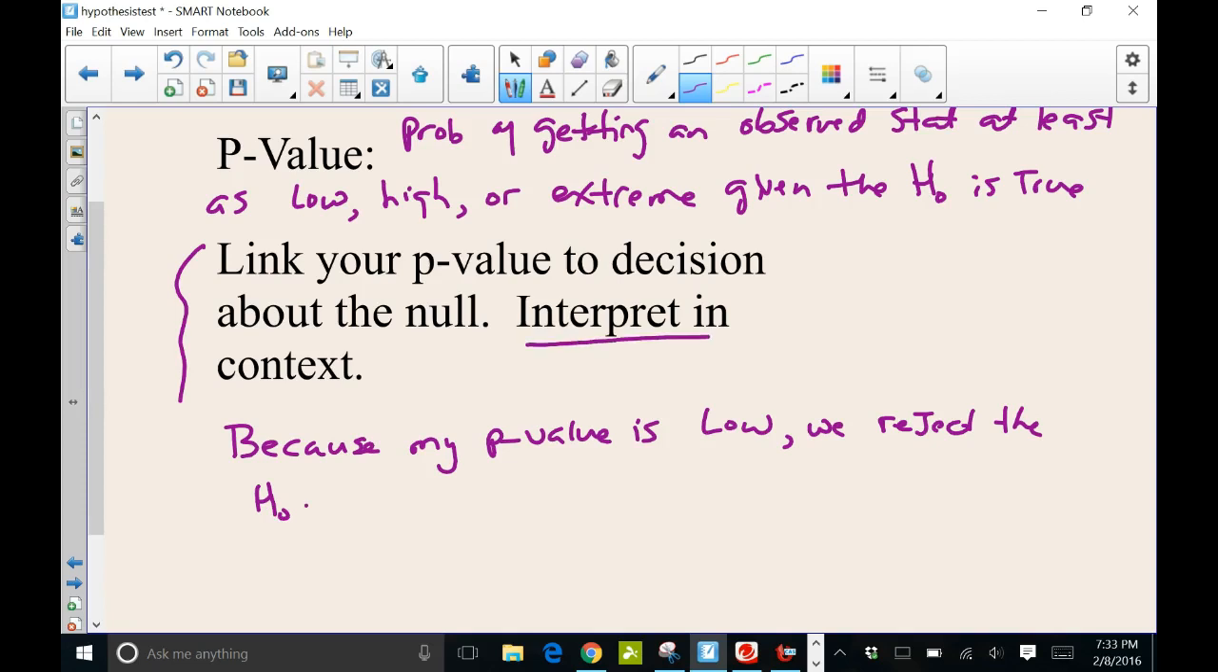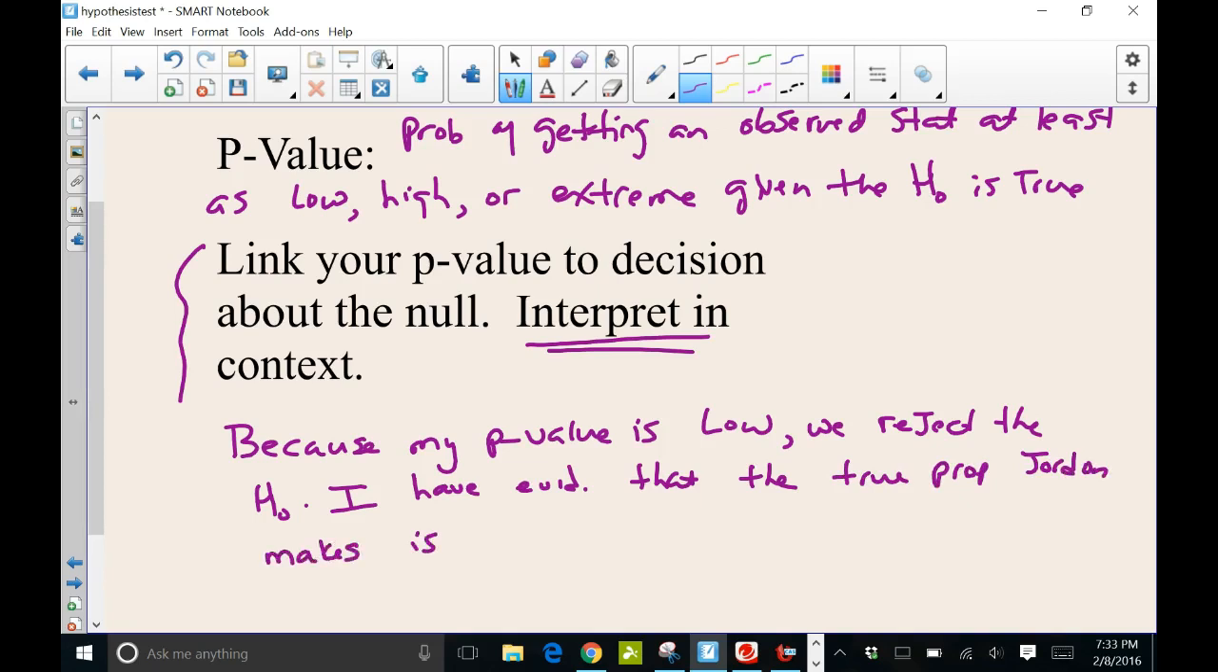But you now need to interpret in context. And what we're going to say is, because I know the null is not true, I have evidence the alternative is true. I have evidence that the true proportion Jordan makes is less than 80%.